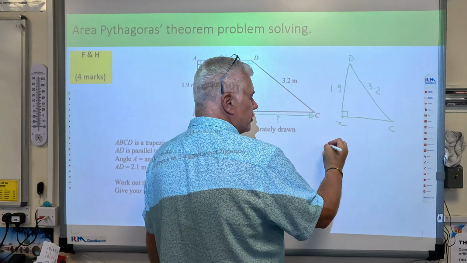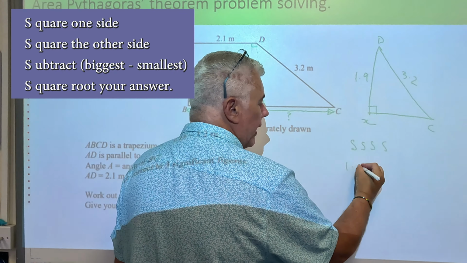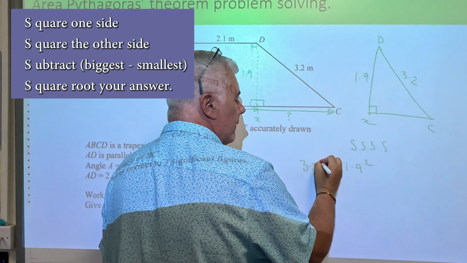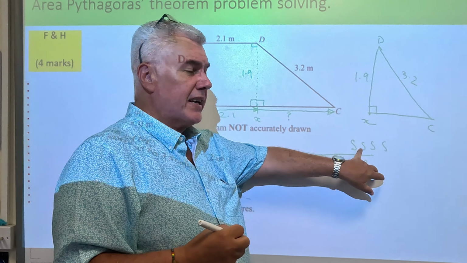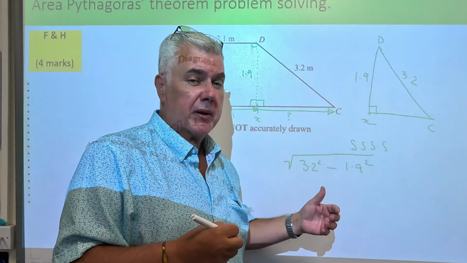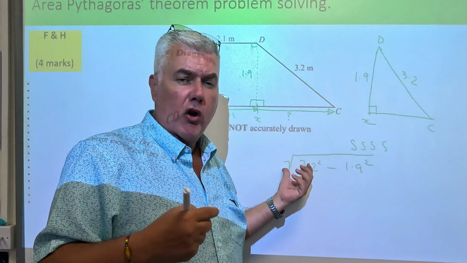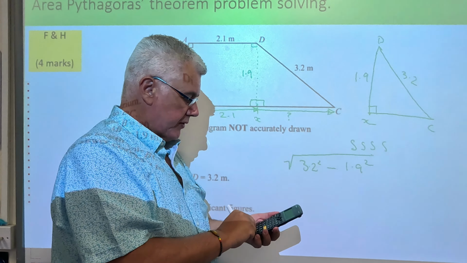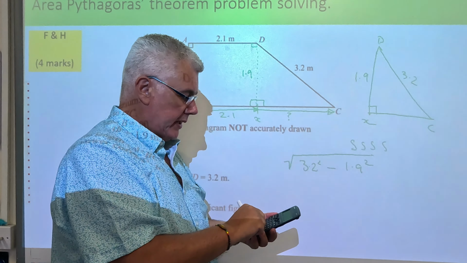It's a short side, so I'm going to use square, square, subtract, square root. Notice if I'm using this rather than algebra, I have to put the highest one first. It'll sort itself out with algebra, but with here you need to know it's the bigger one first. You'll soon know you've gone wrong because your calculator will come up with an error. I'm going to use a calculator. I'm going to do the square root of 3.2 squared, subtract 1.9 squared.